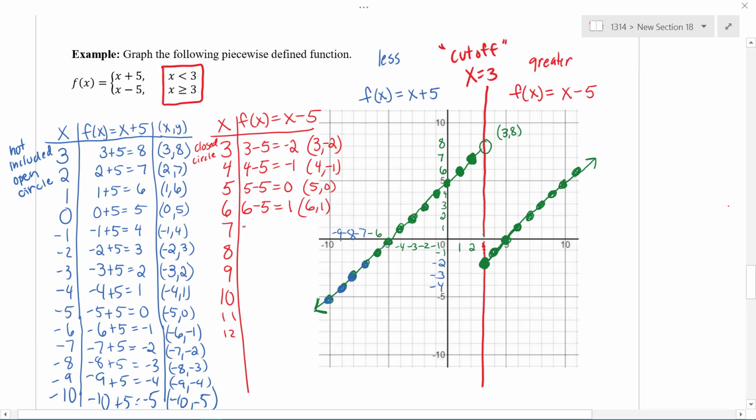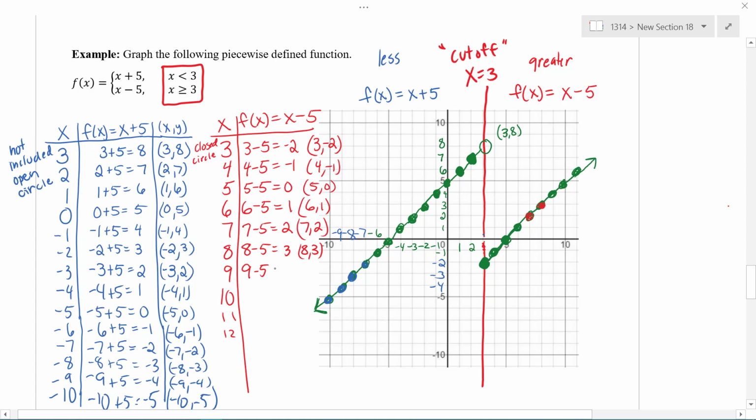Okay, if you plug these points in, you get 7 minus 5, which gives you a positive 2. So you should plot the point 7, 2. So that would be here. We already have that one from the pattern. 8 minus 5 will give us 3. So that's 8, 3, which is right here. We got that from our pattern.